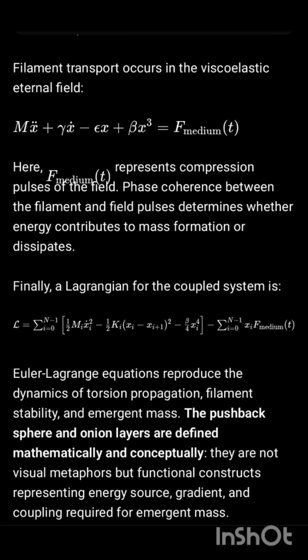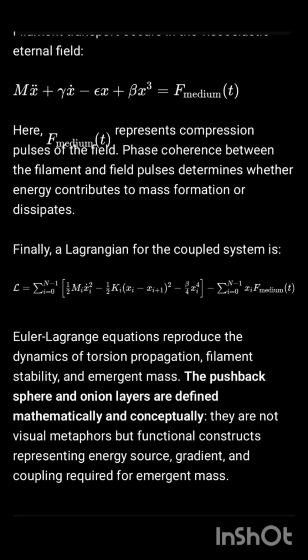Finally, a Lagrangian for the coupled system is L equals the sum from i equals 0 to n of (one half m_i x_i dot squared minus one half k_i (x_i minus x_{i+1}) squared minus beta over 4 x_i to the fourth), plus the sum from i equals 0 to n minus 1 of x_i F_medium(t). Euler-Lagrange equations reproduce the dynamics of torsion propagation, filament stability, and emergent mass.